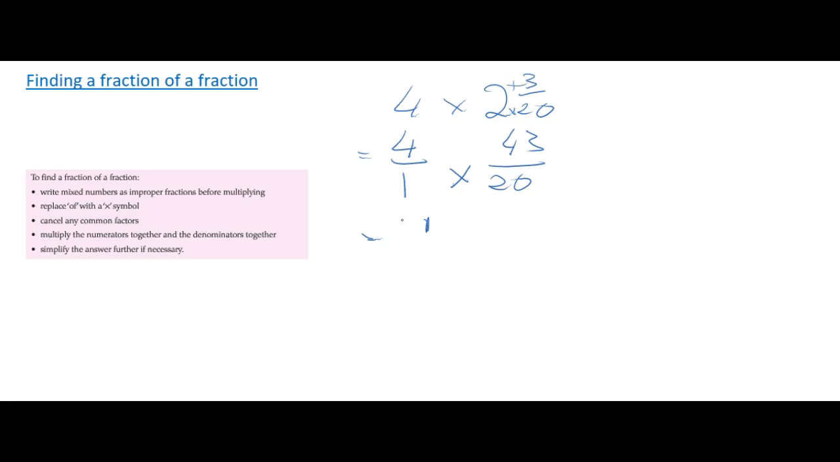Let's see if we can cancel out. We can't do 1 and 43 because you can't use 1, but we know that there's a common factor between 4 and 20, which is obviously 4. So how many times does 4 go into 4? Just once. How many times does 4 go into 20? That's going to be 5 times. So I now have a new fraction of 1/1 times 43/5. So I can just multiply numerator and denominator together now.